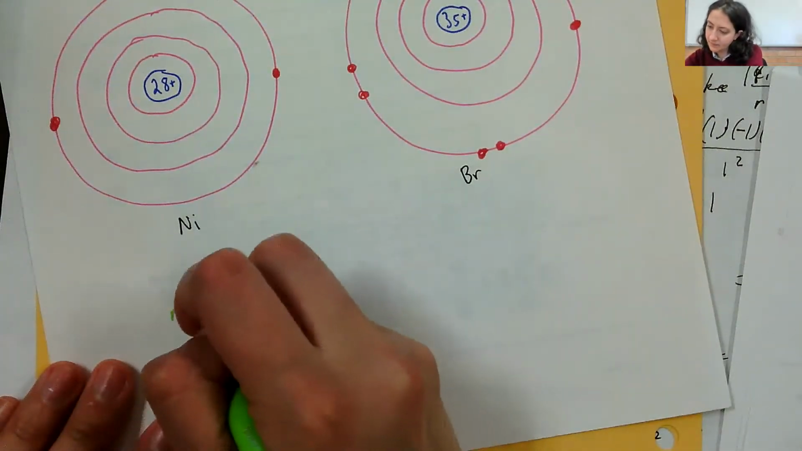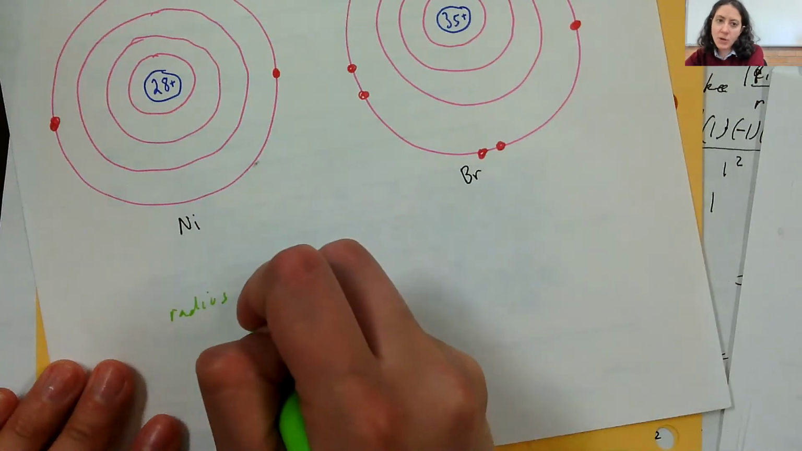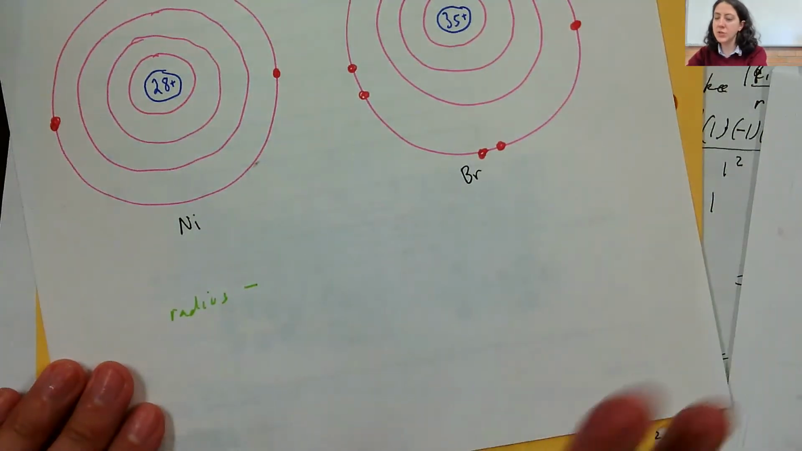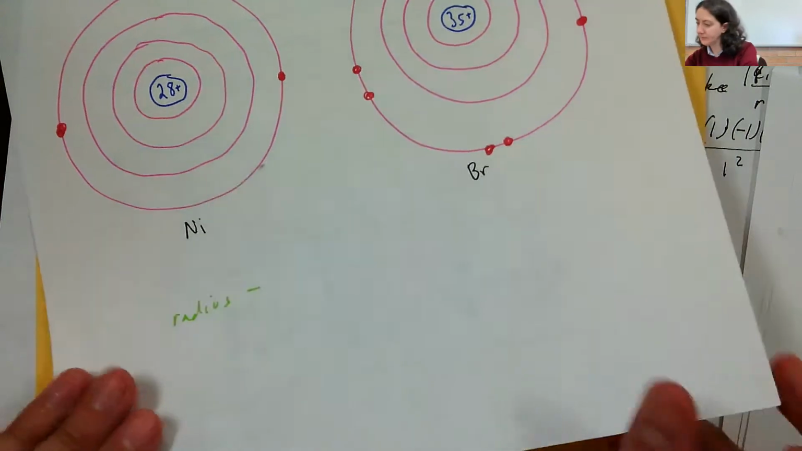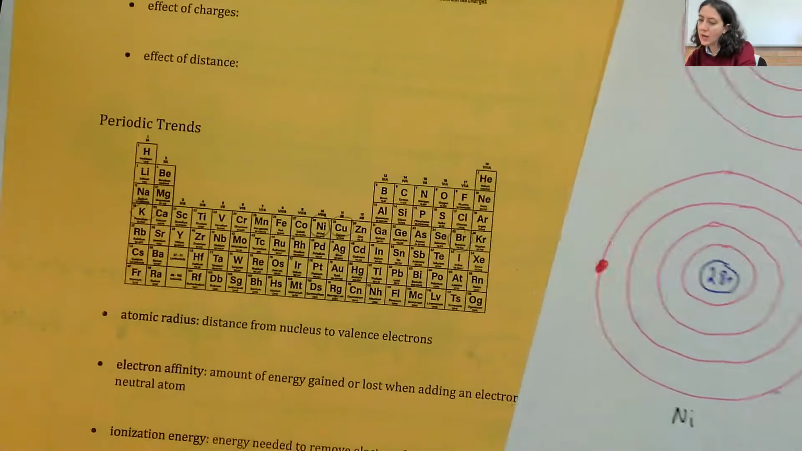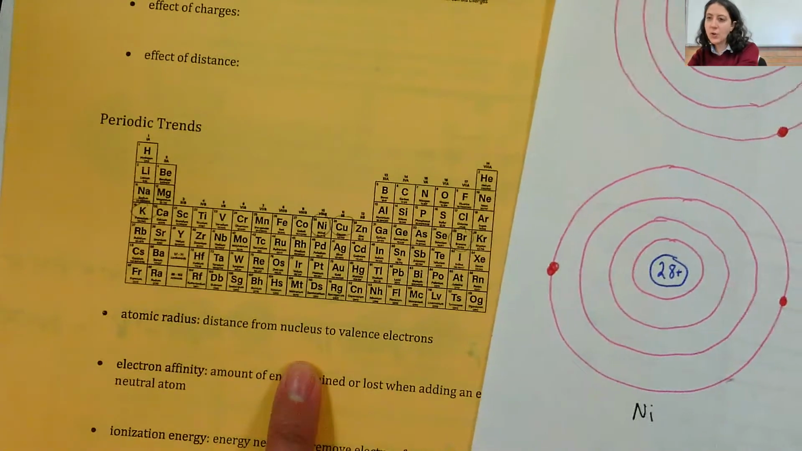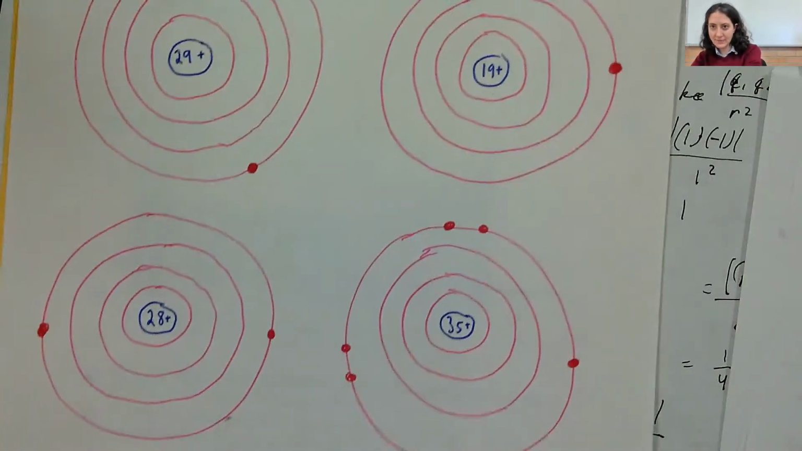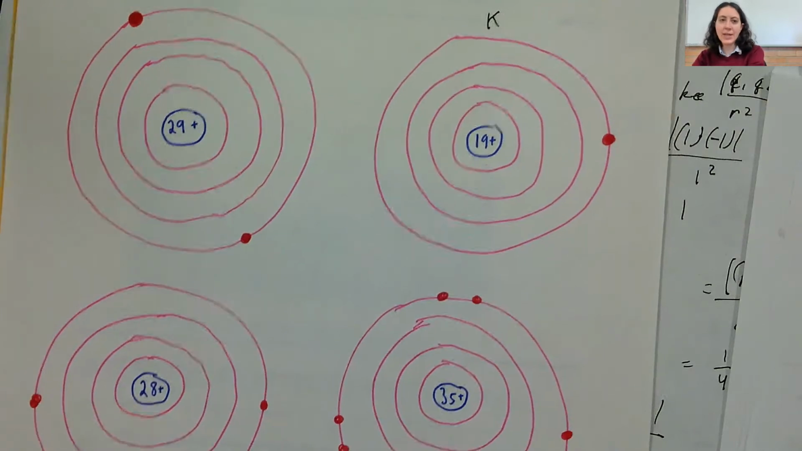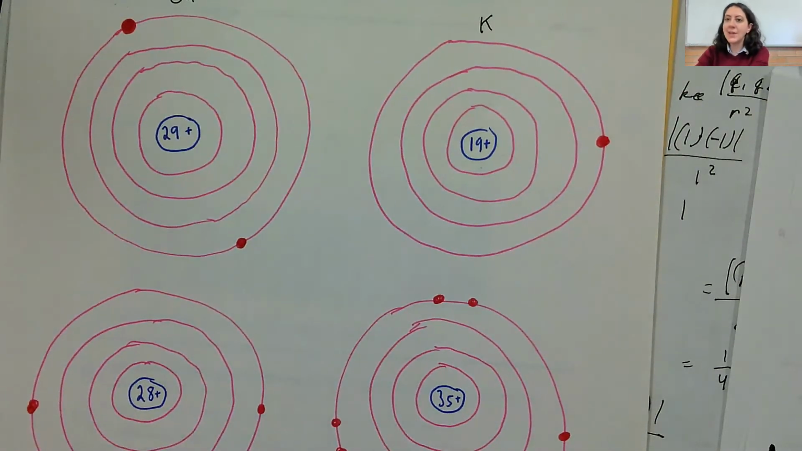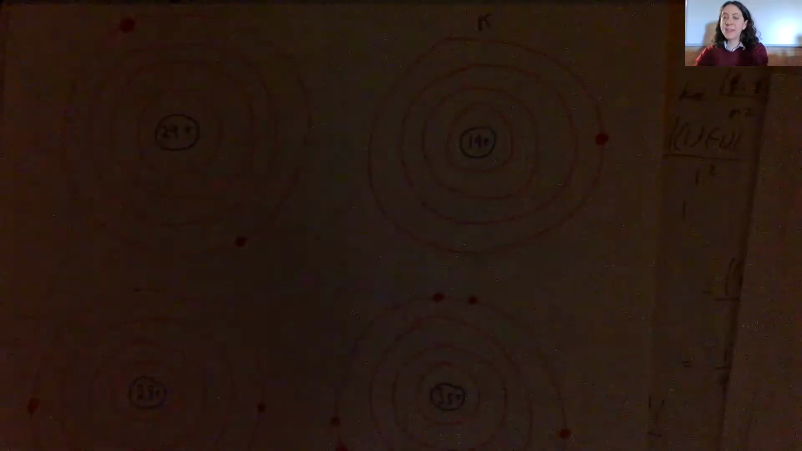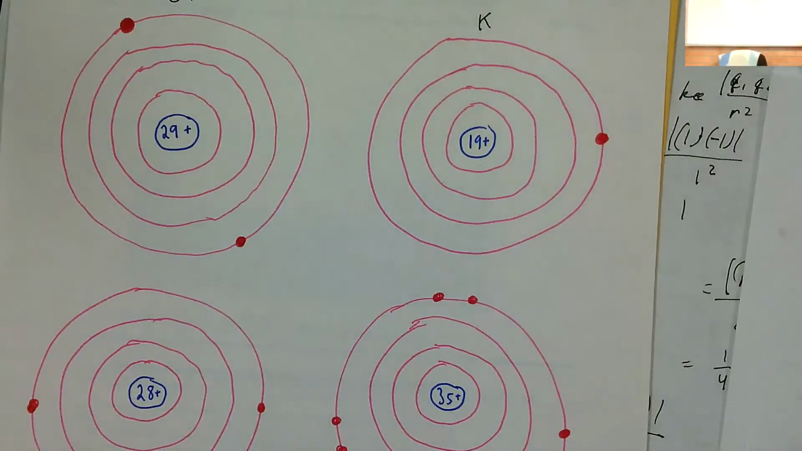So let's start off with radius. We're going to rank these in order from the biggest to the smallest radius. Atomic radius is the distance from the nucleus to the valence electrons. Looking at these drawings, it would appear that each of these should have the same radius, right? They all have electrons on the same shell. And there's an element of truth to that. That's a good pun. There's a little bit of truth to that, but that's not actually true.